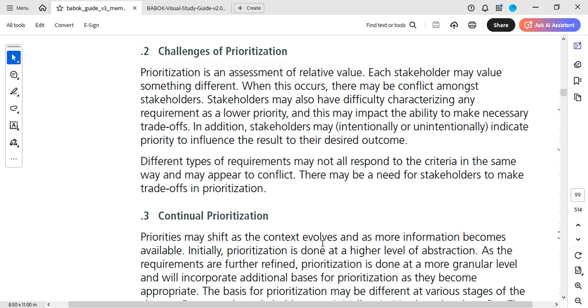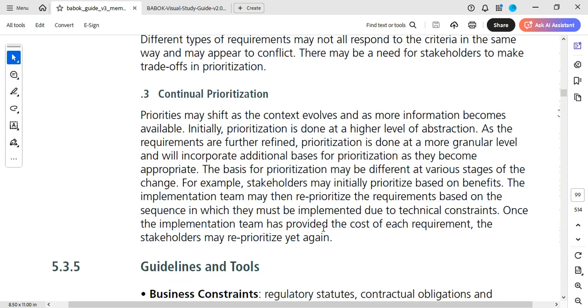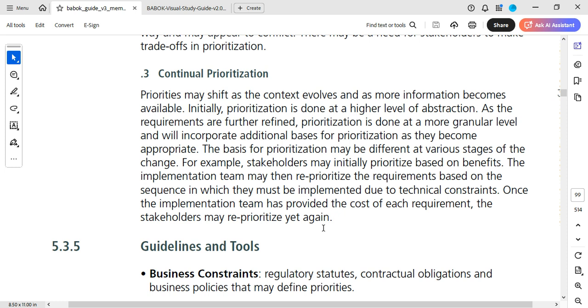Different types of requirements may not all respond to the criteria in the same way and may appear to conflict. There may be a need for stakeholders to make trade-offs in projects. For example, okay, let's pick this, let's leave this, let's pick this, to prevent conflicts of interest and all whatnot.